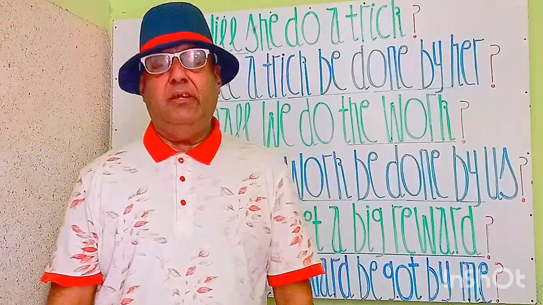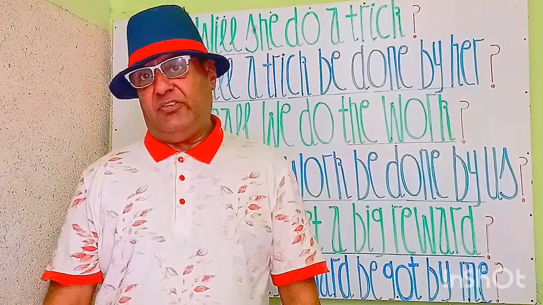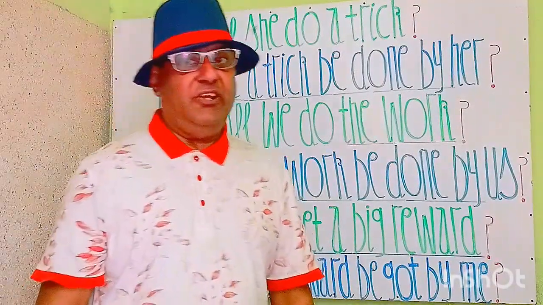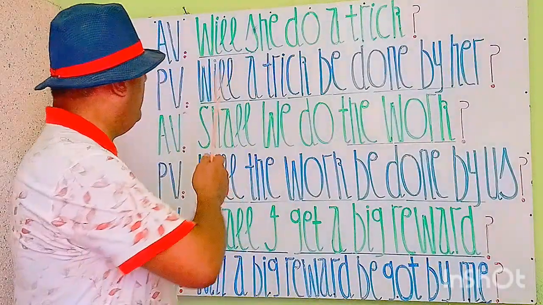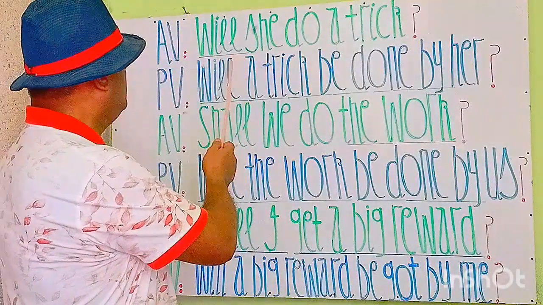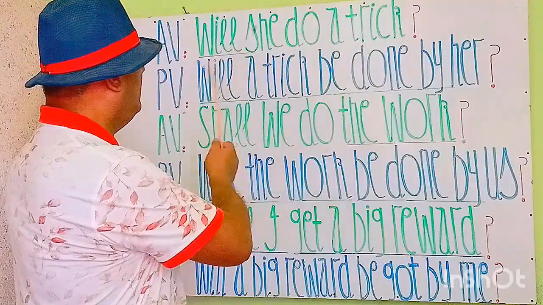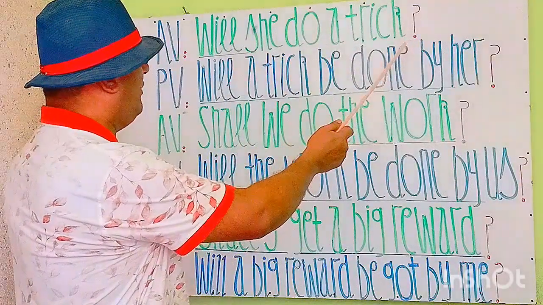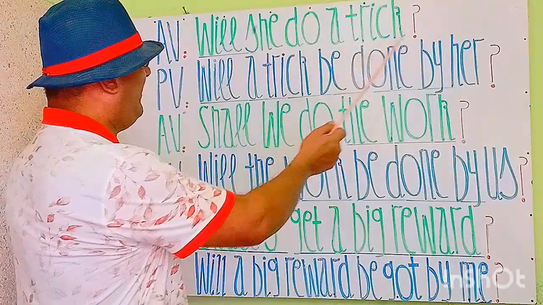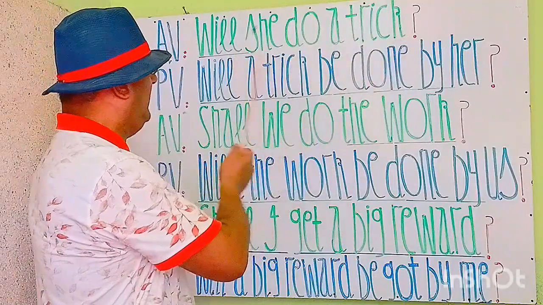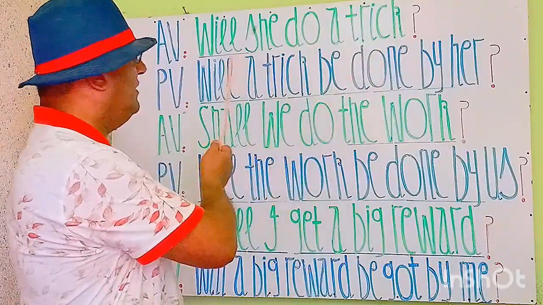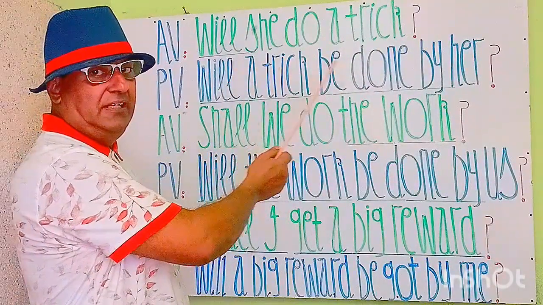Here we are students, let's start the lesson. Up here you see the first statement is: Will she do a trick? Interrogative sign. Will she do a trick? क्या वो एक चाल चलेगी?